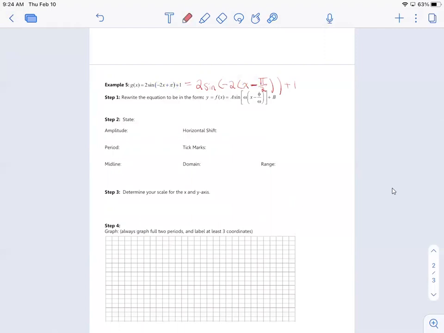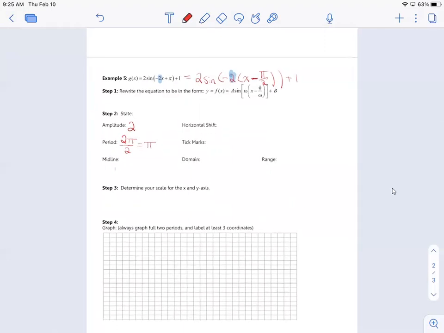All right, so I have an amplitude of 2. My period's always positive, so it's 2 pi divided by what's attached to this x. So you could do it here or here, it doesn't matter. But remember, it's always positive, so I get pi. My midline is y equals 1. My horizontal shift is right pi over 2. My tick marks, I'm going to take my period and divide by 4.